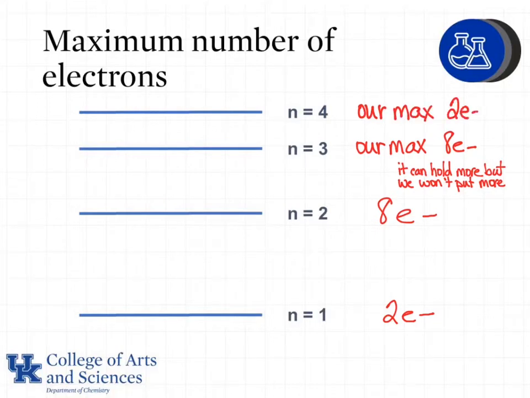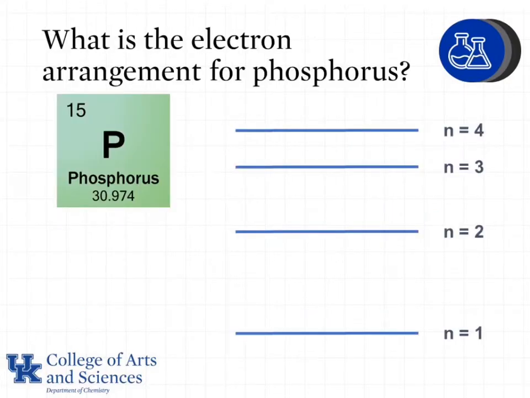So n equals 4, where our max is only going to be 2 electrons because again, we're stopping at calcium and it will only have 2 electrons in the n equals 4 level. What is the electron arrangement for phosphorus? The first thing we need to determine is how many electrons are in phosphorus. We see that phosphorus has an atomic number of 15. It is a neutral atom because we're not given any information about having a charge. So the number of protons will equal the number of electrons, and it will have 15 electrons.